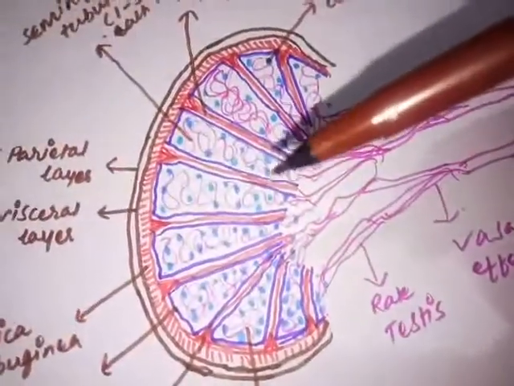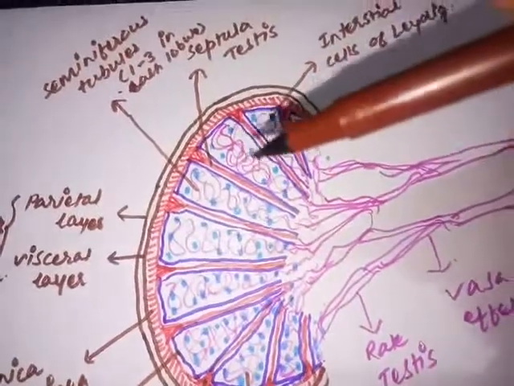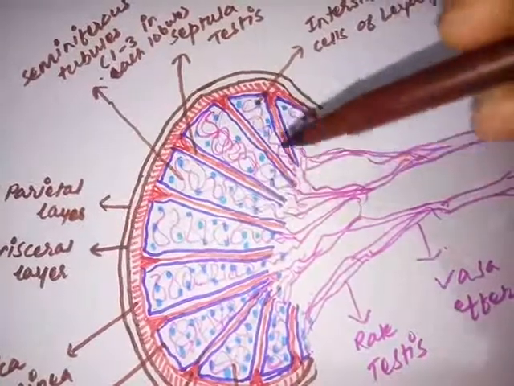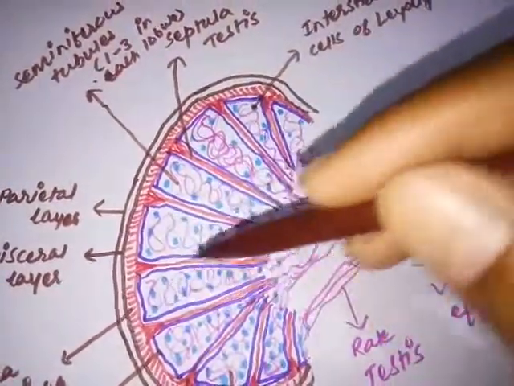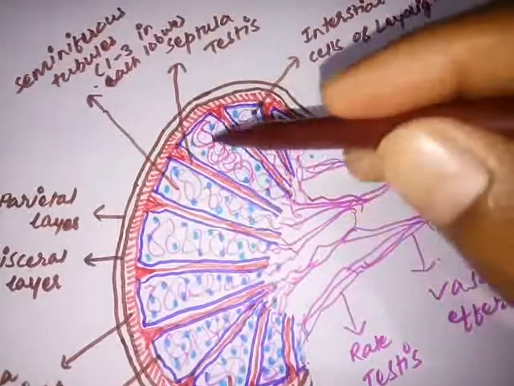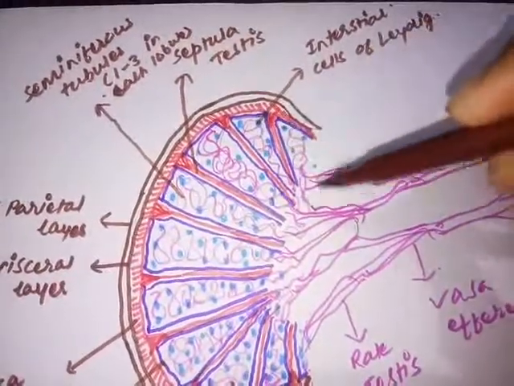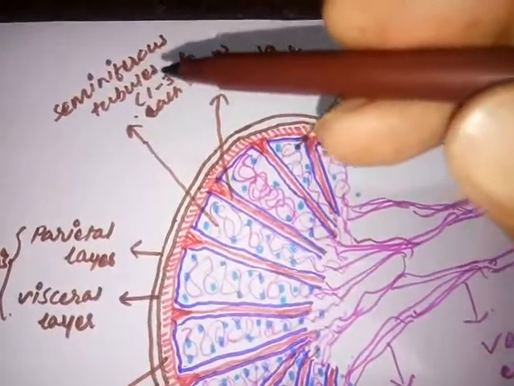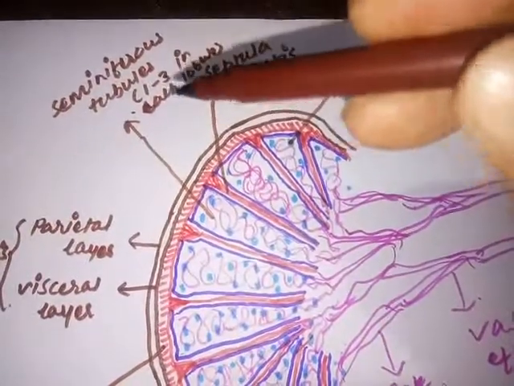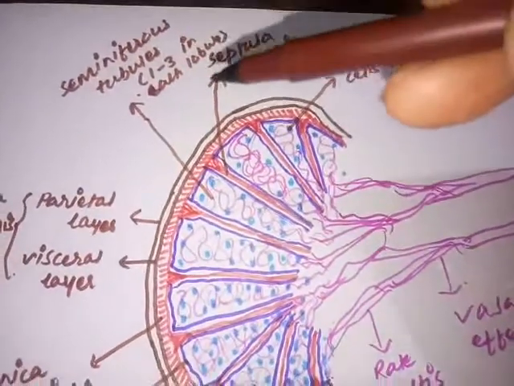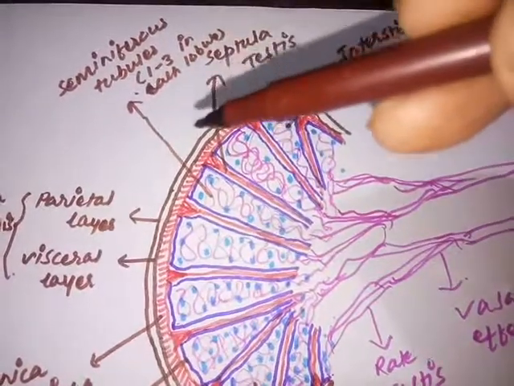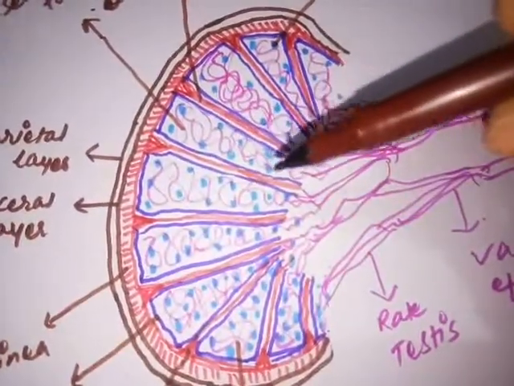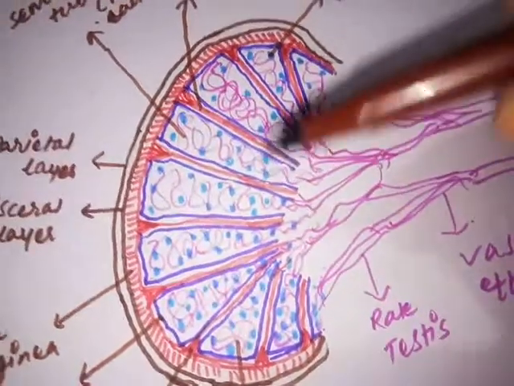Moving on to the next, each testicular lobule gives rise to 1 to 3 supercoiled structures. Inside each and every testicular lobule, 1 to 3 supercoiled tubular structures are present. These highly supercoiled tubes are called seminiferous tubules. These seminiferous tubules, present 1 to 3 in each lobule, are the site of spermatogenesis.